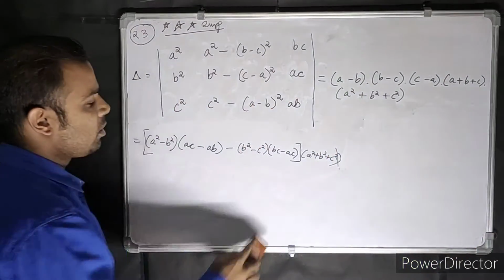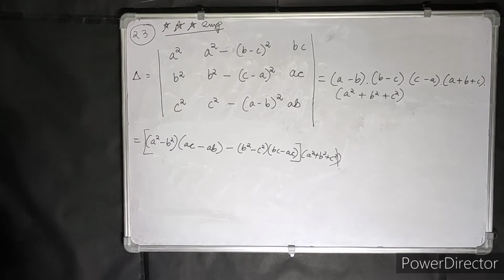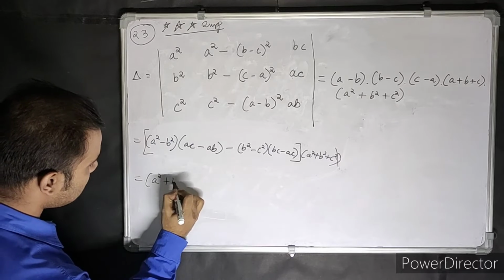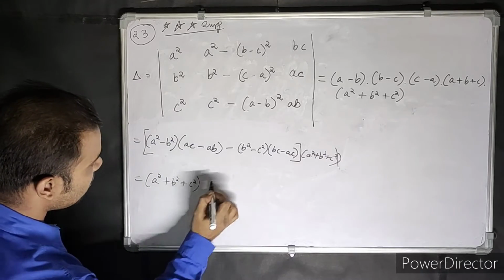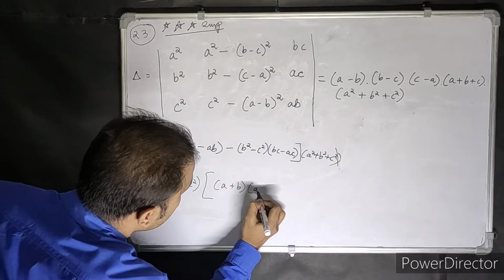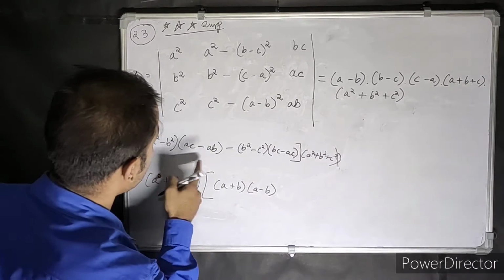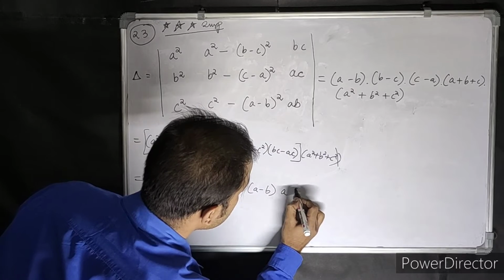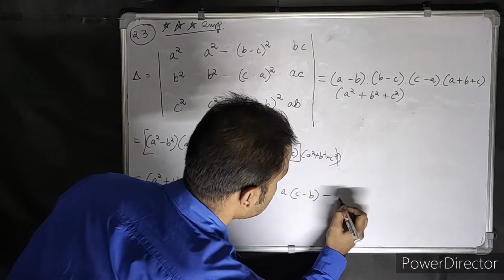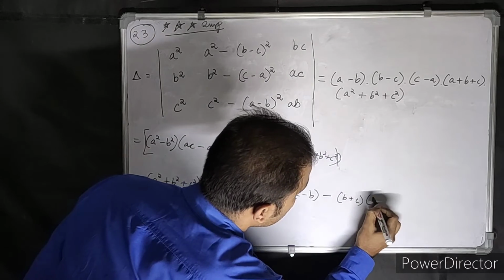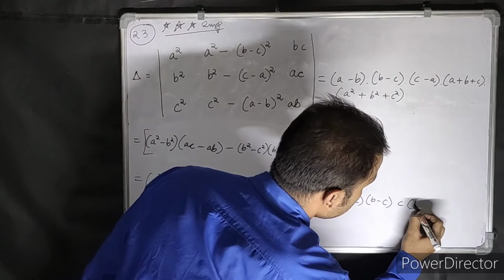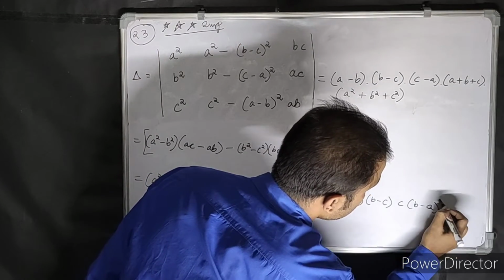Simple. The next step is to expand. From here, just expand it. This is what? A square plus b square plus c square, right? Then you are left with, what is this? A plus b, a minus b. From here, what is common? A, c minus b is left inside. Then b plus c, b minus c. Then from here, c is common and b minus a.